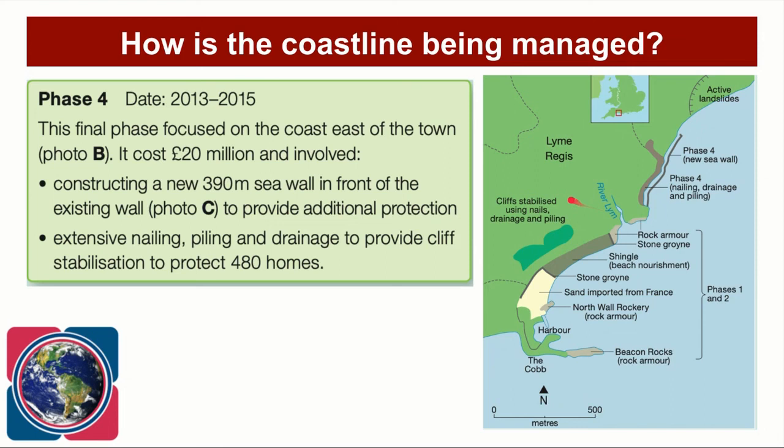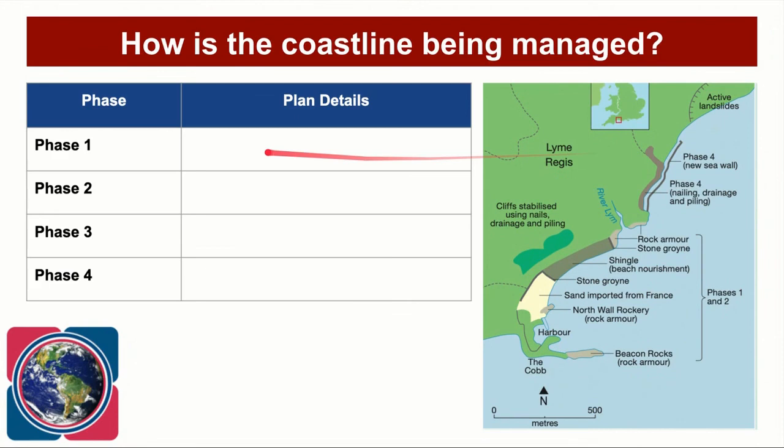And then finally, we move on to phase four. So phase four, we've got here between 2013 and 2015. This was the final phase where we see a brand new 390 metre seawall, which is extending all the way along here, where you can see my pointer. Okay, and that's designed to stabilise the cliffs and protect 480 homes, okay? And they've done more stabilising work here to kind of put drainage through so that when it rains, the water doesn't soak into the cliff and make it saturated so that it slides off. It drains out into the ocean and into the sea.